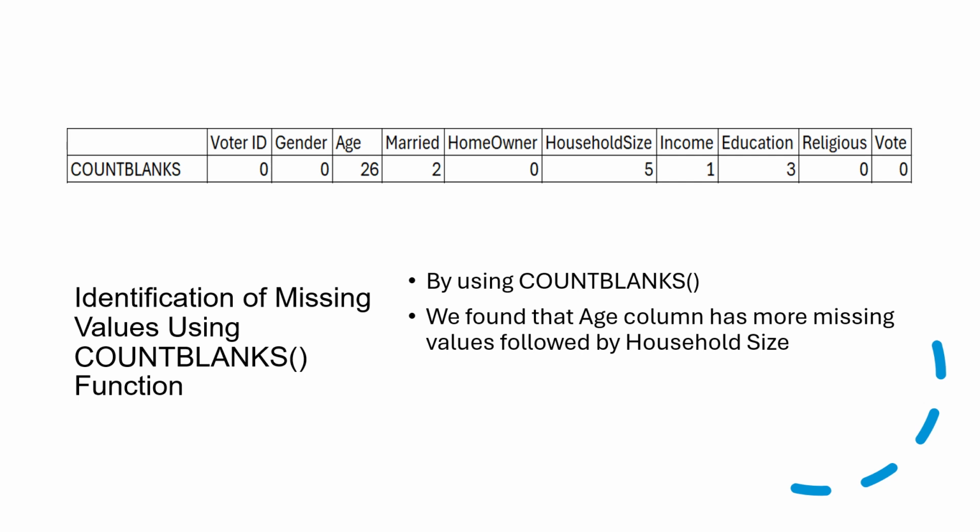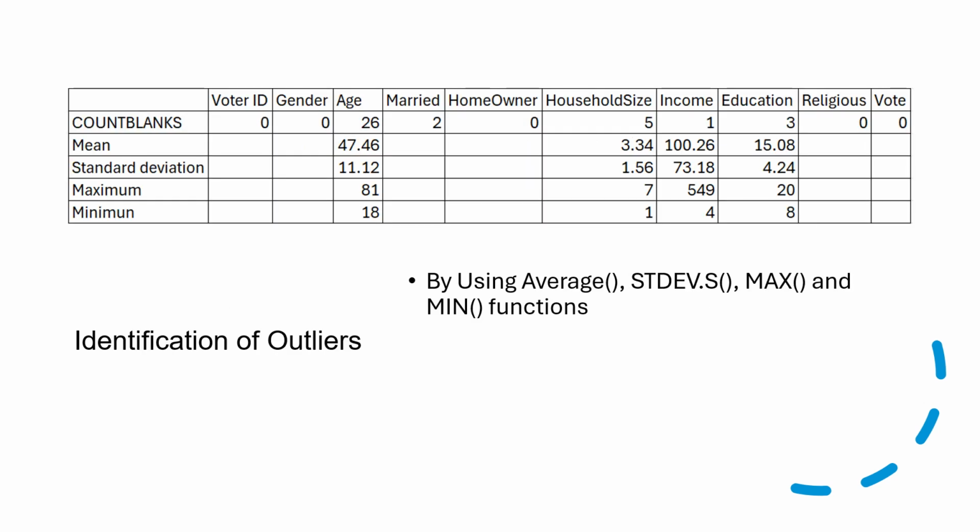Identification of missing values using the COUNTBLANK function helps us to find how many blanks are in the columns, as we found that each column has missing values, followed by the household size. We have used four measures: average, standard deviation, max, and minimum.